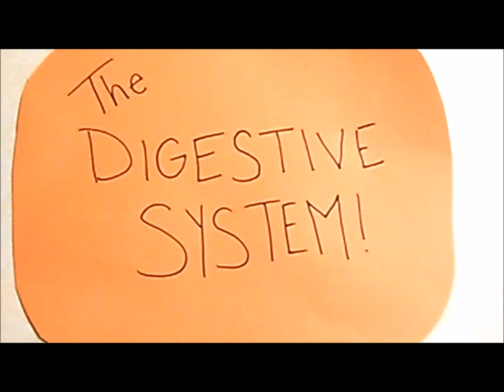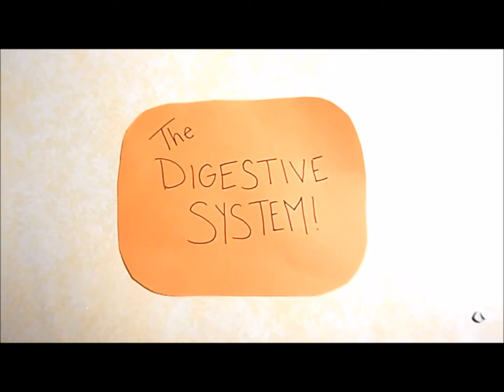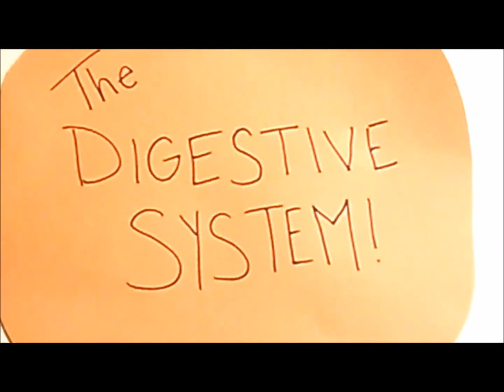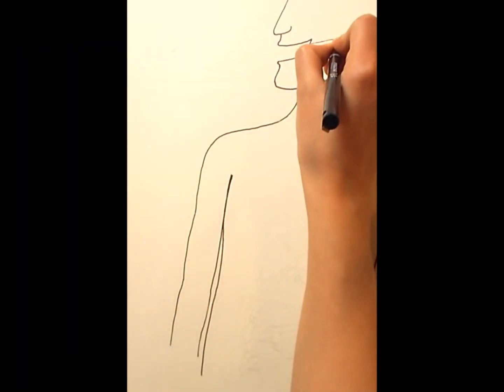In this video, we're going to take a brief look at the human digestive system. We'll learn what organs are part of the system, as well as how they contribute to digesting our food and obtaining the nutrients we need.